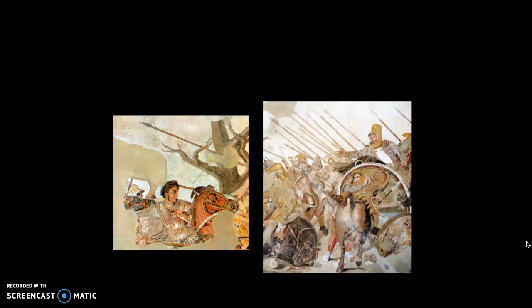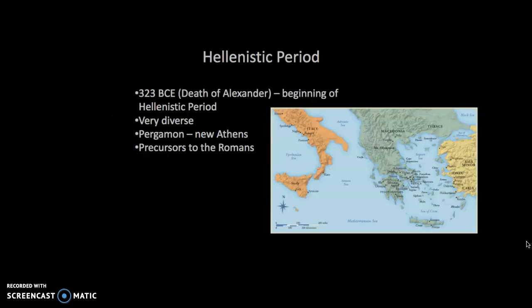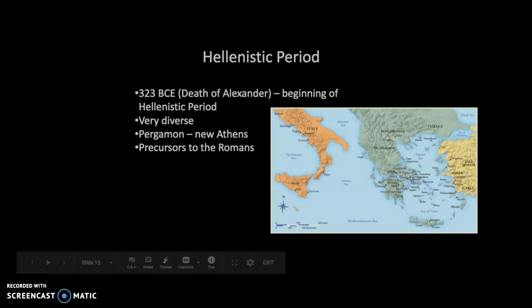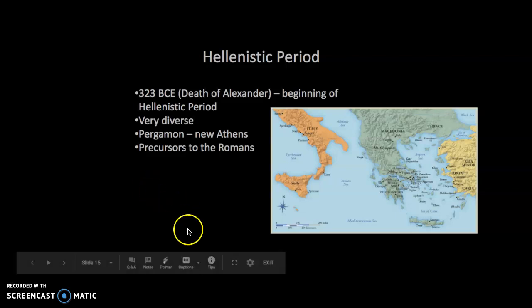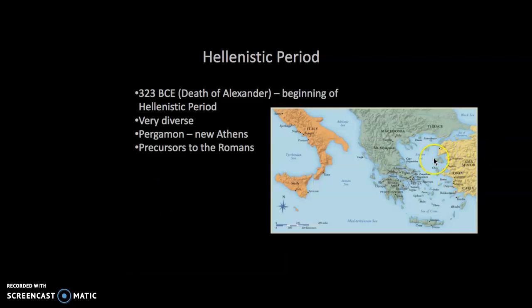So at the death of Alexander, we usher in this very late period in Greek classical history that's called the Hellenistic period. And in this period, we see a huge diversity spring up in the Eastern Mediterranean, and we see the kind of fall of the traditional Greek city-states, places like Athens, and we see more focus on places like Pergamon. And Pergamon is here in Asia Minor. This is the west coast of Turkey today.